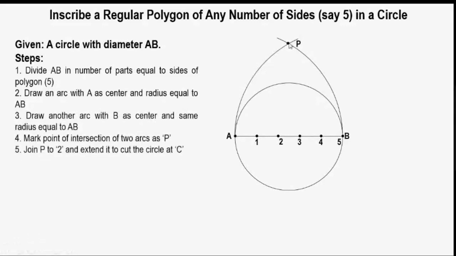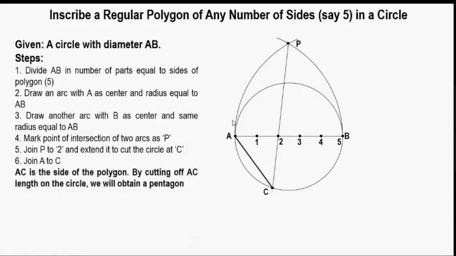Now join P to point number 2 and extend this line so that it cuts the circle at point C. Join A to C. AC is the required edge of the polygon. So by cutting off this length AC on the circle starting from point A or starting from point C, we will get a pentagon because we are dividing AB in 5 parts. So this way we can draw a polygon of any number of sides inscribed inside a circle of given diameter.